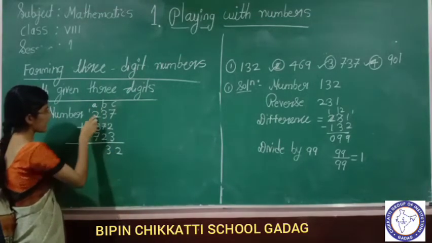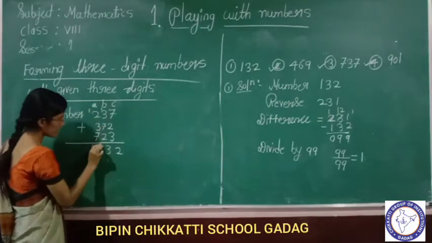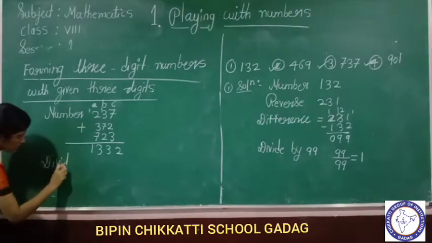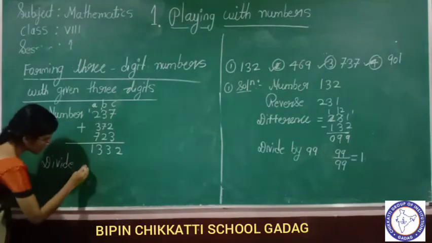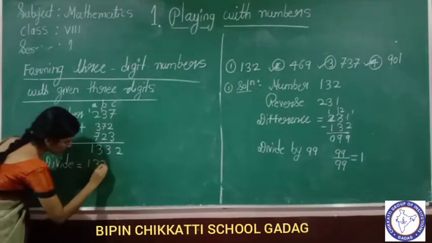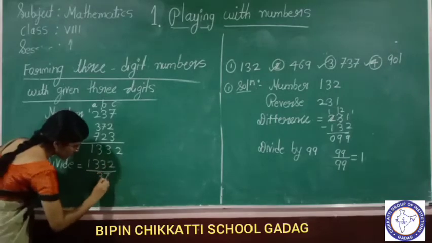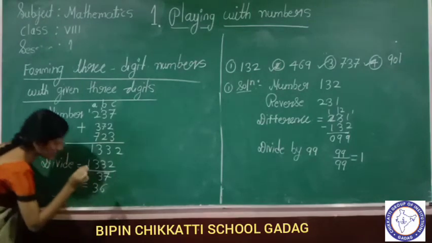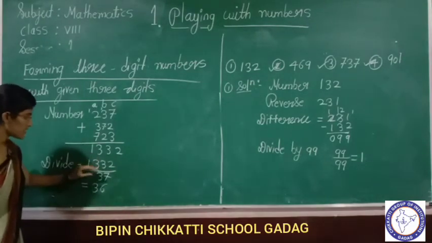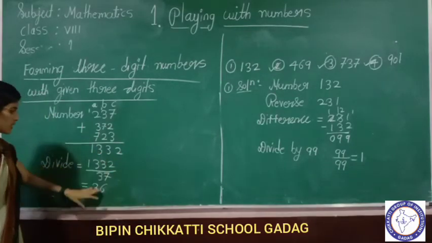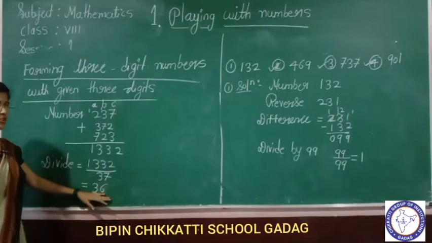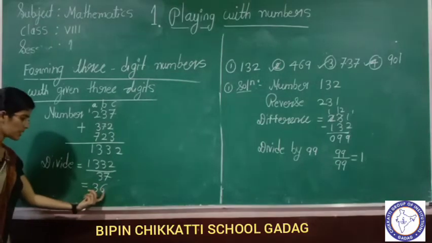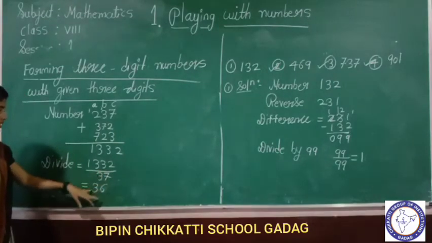After 7, 8, 9, 10. 10 plus 3 is 13. 1, 3, 3, 2. Divide this answer by 37. Okay, divide 1332 by 37. If we divide it by 37, we are going to get 36. Do the primary division. We are going to get 36, and the remainder will definitely be 0 here, because we get a whole number, no? We are going to get a remainder of 0.